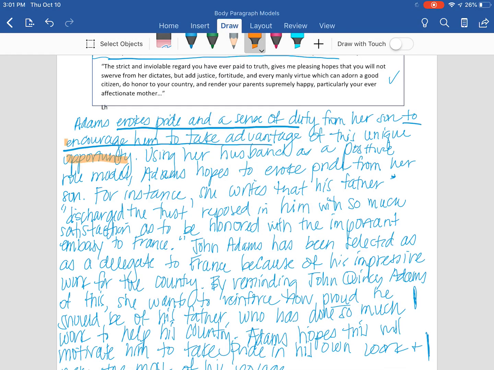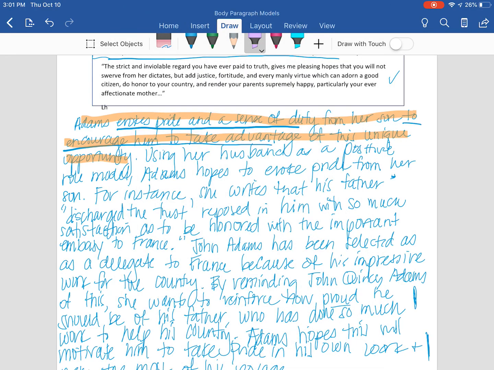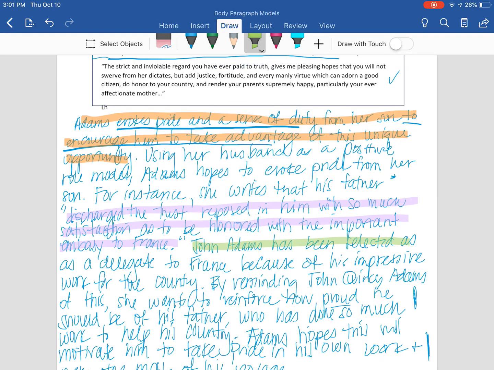Again, we have our claim here at the top, states what our technique is, which is the mode of development, as well as why it's used, okay? My purple is what I think I used for evidence before. So that's right here. And then all of this following that is evidence.